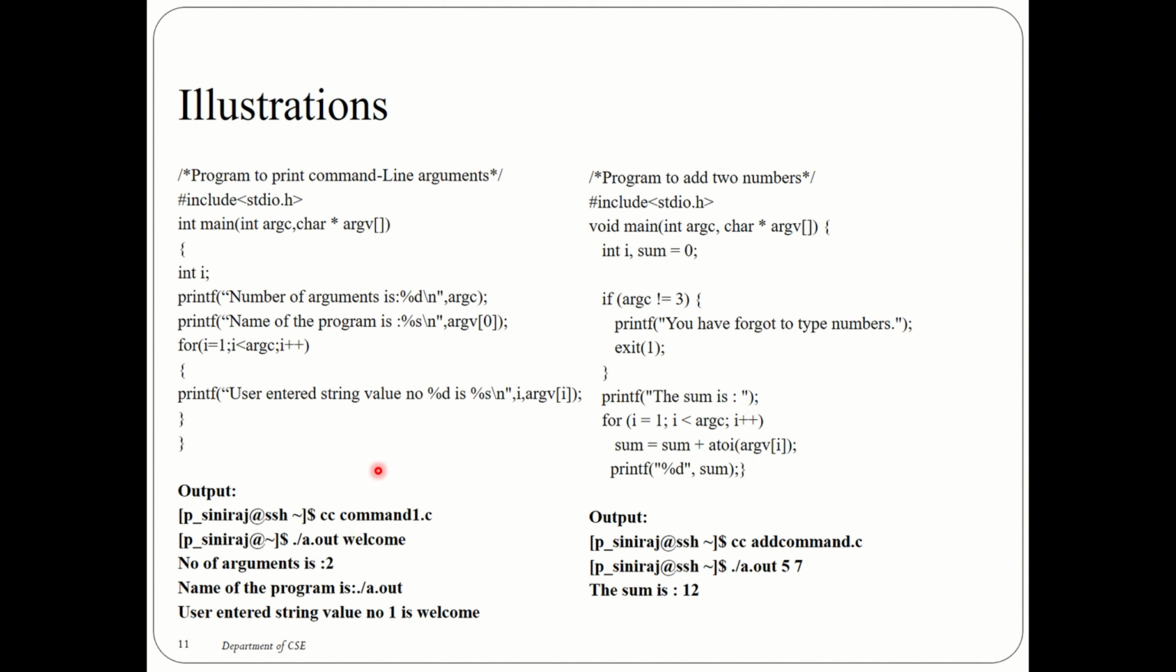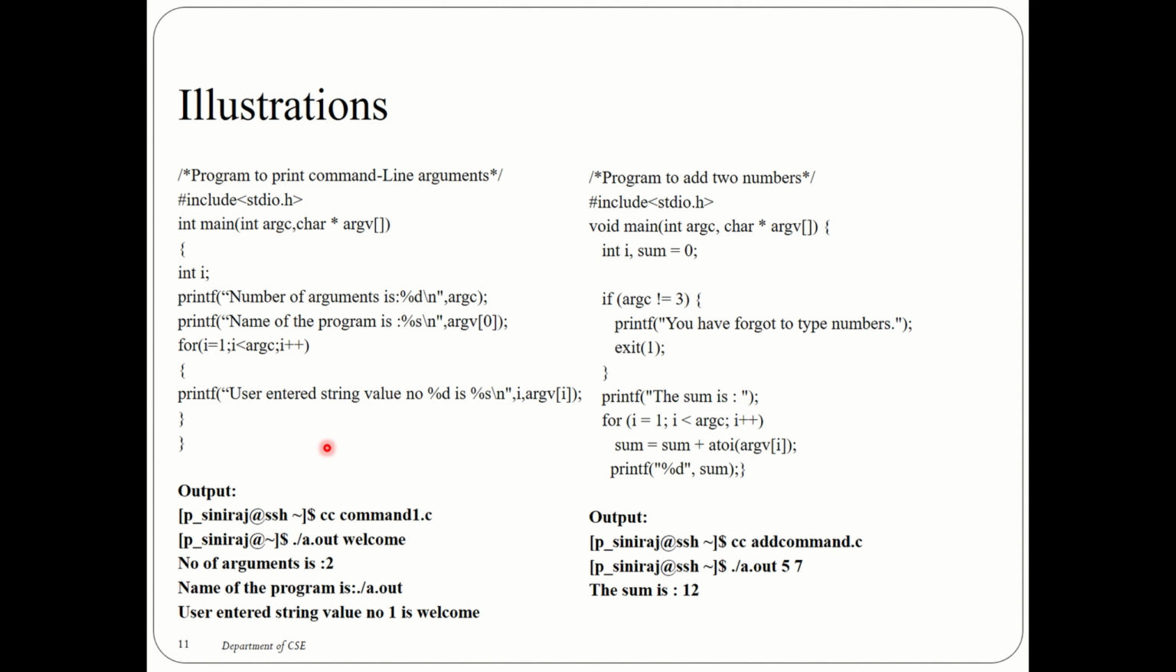Now what is the name of the program? The name of the program is argv of 0. This is argv of 0, so a.out will be printed. Now I have a for loop which will start from 1. So it is starting from 1, so it starts from welcome, and it goes till 2. So it will run only once.